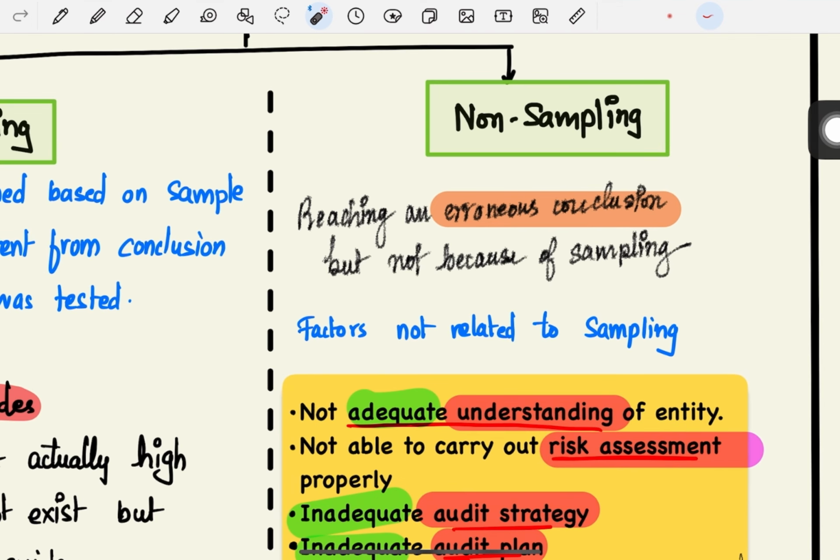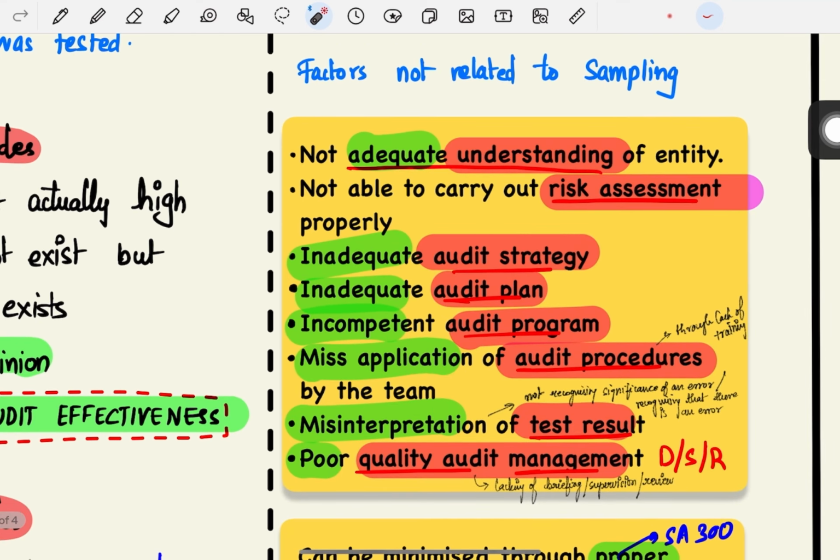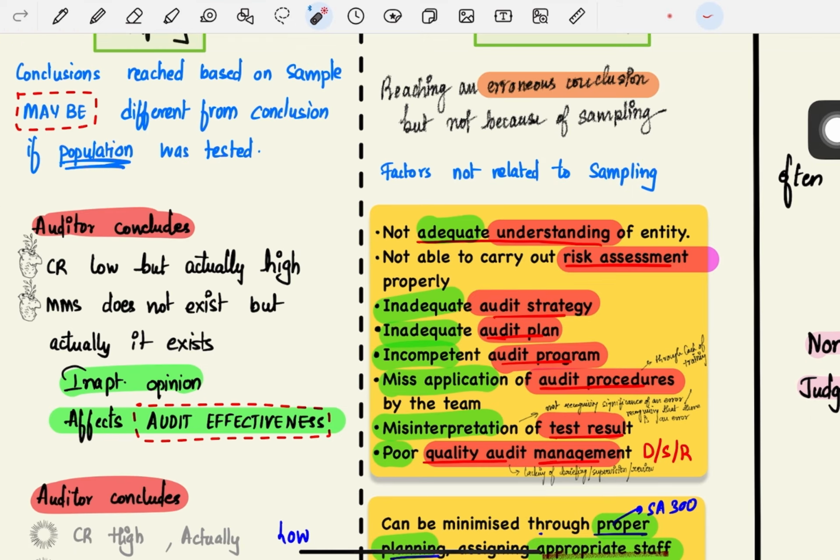Next, non-sampling risk. So reaching an erroneous conclusion, but not because of sampling. So factors not related to sampling. So what are the factors which are not related to sampling? Not adequate understanding of the entity. Because you didn't understand the entity properly, that's the reason you came to an erroneous conclusion.